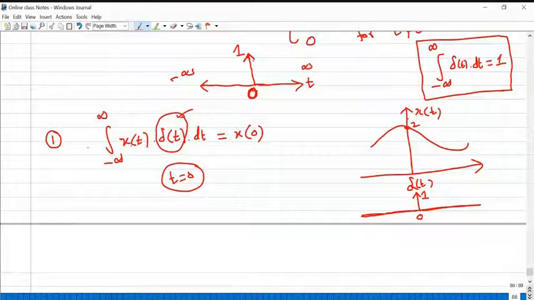So this integration of x of t del of t dt, the result is the magnitude of x of 0. At t equal to 0, what is the magnitude of x of t? That is your result. You multiply these two signals: 0 times everything is 0. Here also 0 multiplied by everything is 0. At exactly t equal to 0 only, it has values. At that time only the product x of t into del of t is valid. So the integration of any signal multiplied with a del function, the result is simple: whatever the magnitude available at t equal to 0, that is the result. This is property number 1.